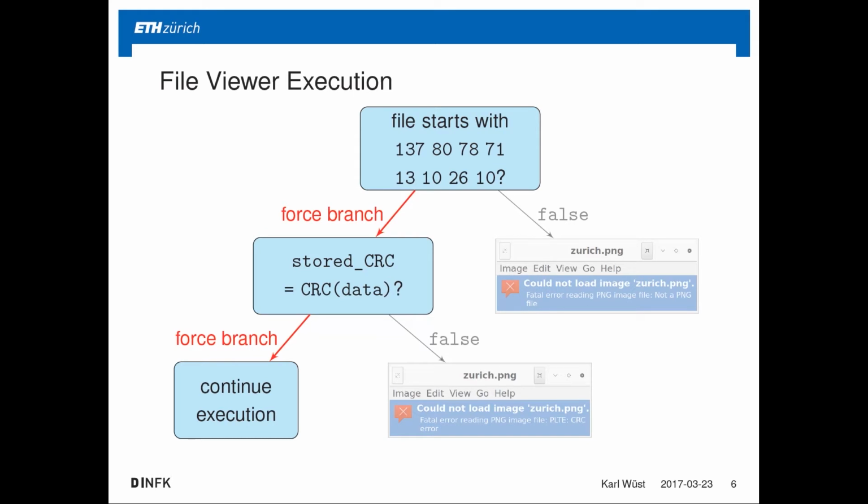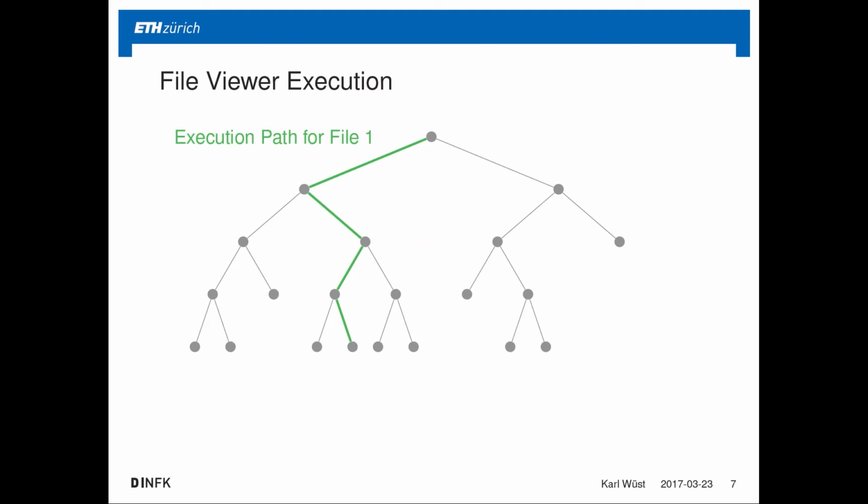So if we look at the bigger picture here, we get some execution tree. Each of these bubbles here is a conditional. And so we have one valid file here that for the first conditional takes the left branch, and for the next conditional that is on the path, it takes the right branch, and so on, until at the bottom here, the file viewer opens the file. For example, for a PNG, it would display the image here.